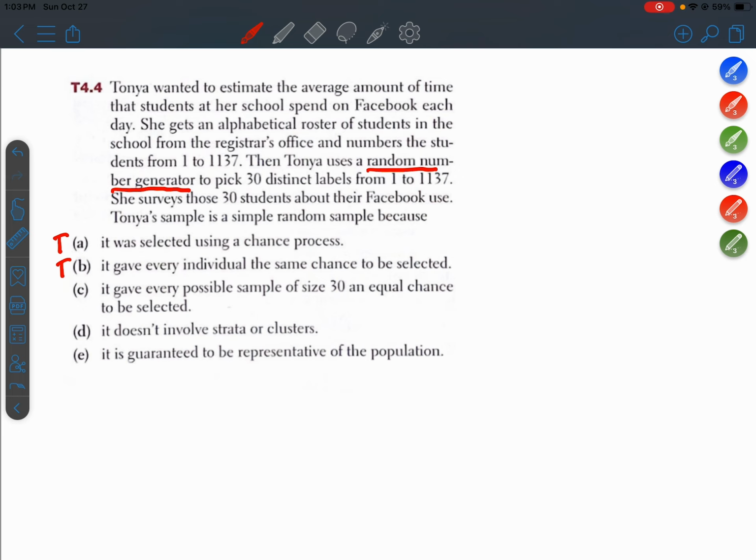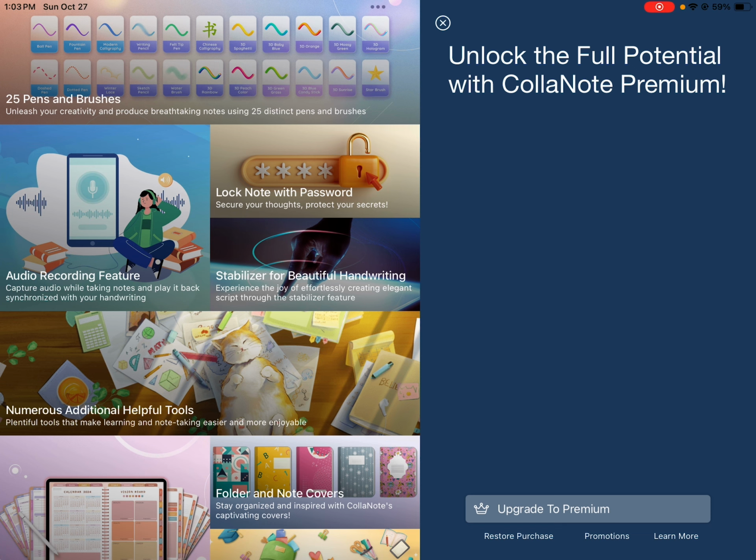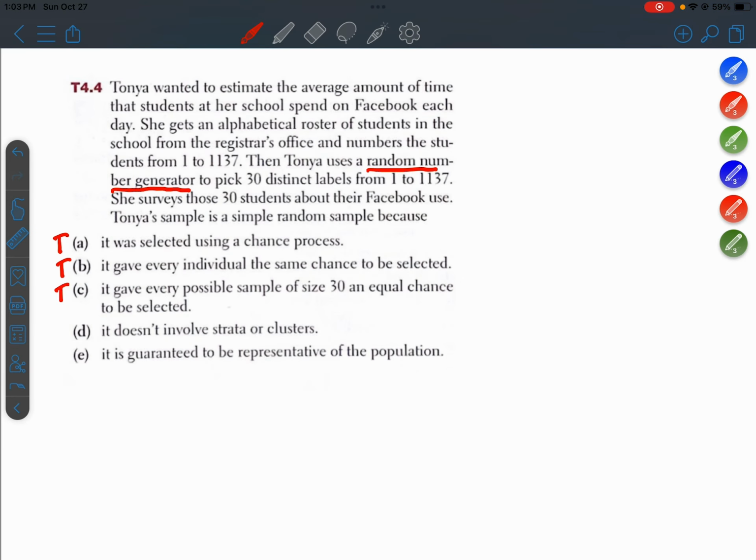All right, C, it gave every possible sample of size 30 an equal chance to be selected. This is also a true statement, right? So any combination of 30 students has the same chance of being the sample produced. The first 30 students could have been the sample. The last 30 students could have been the sample. The first 30 odd students could have been the sample. Like any combination, right? And there's probably millions or billions of combinations of 30 students from a group as large as 1,000 plus.